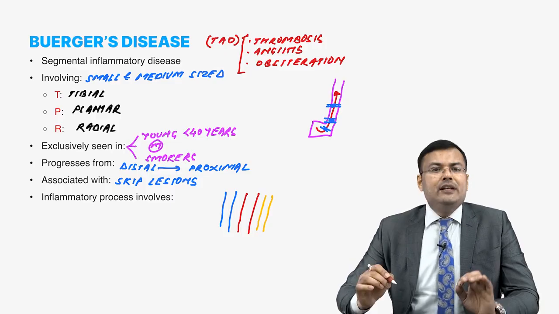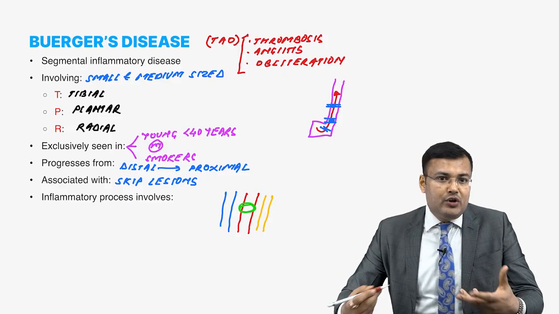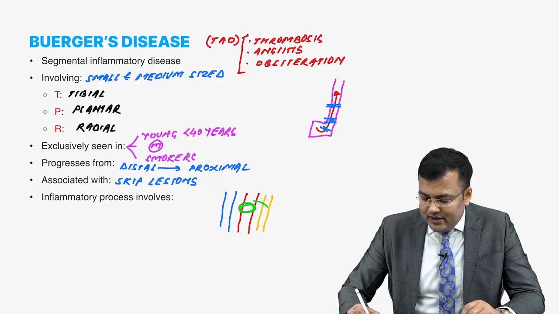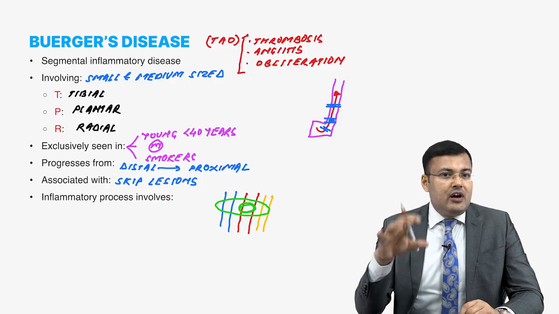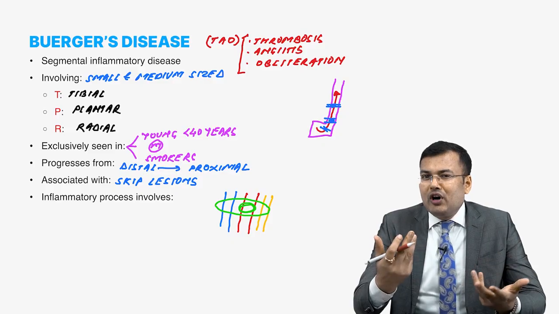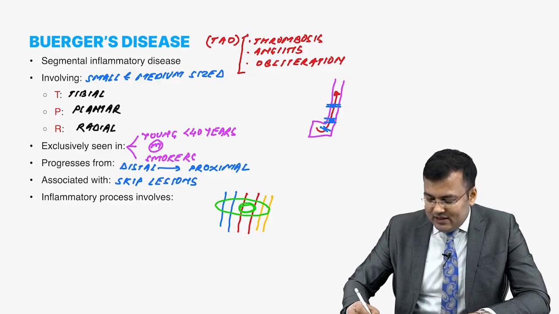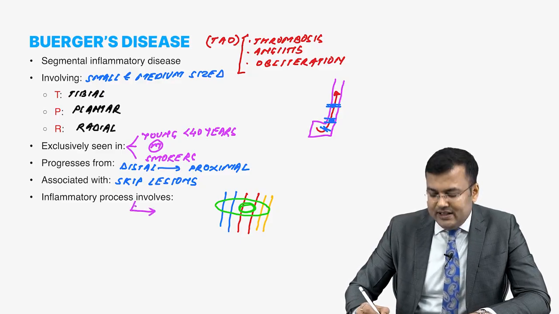What happens in thromboangiitis obliterans? Initially, there is inflammation of the arteries. But whenever the inflammatory process extends beyond the arteries, it is going to involve all three structures. So initially it is in the arteries, but ultimately it is going to involve all three structures. Important point: the inflammatory process ultimately involves all three structures.